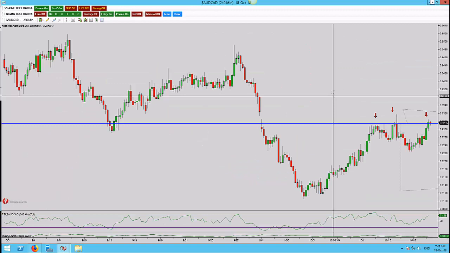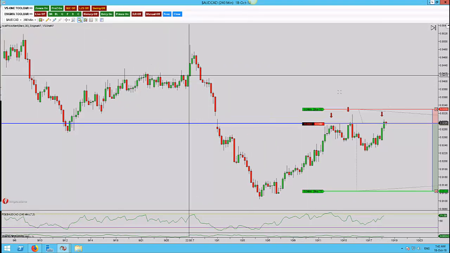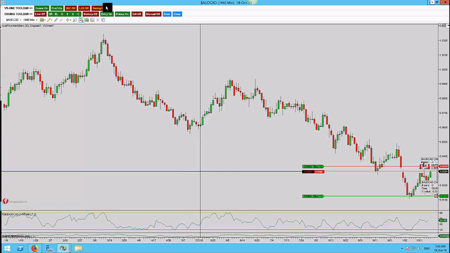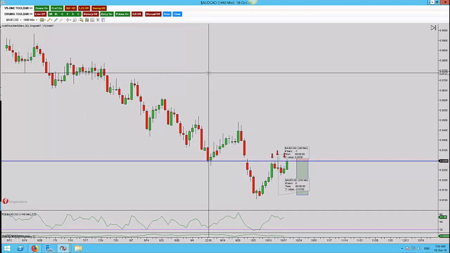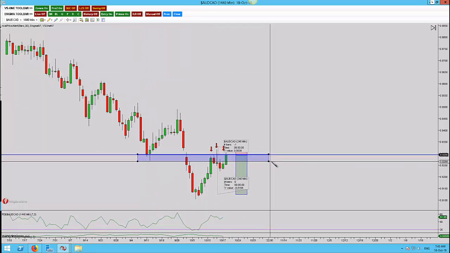Go back to the 240. I think at the very least we're likely to see some sort of reaction here to the downside. Let me go out to the dailies. Forgot to do the higher time frame analysis. Okay, so basically we're in a downtrend, and we'd come into the wicks just here, and right there we can look for a double top.